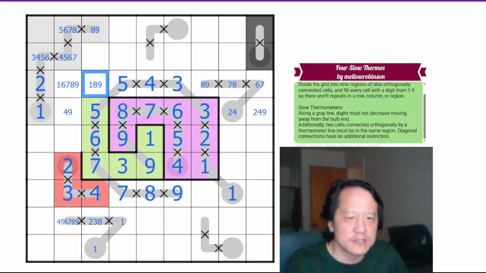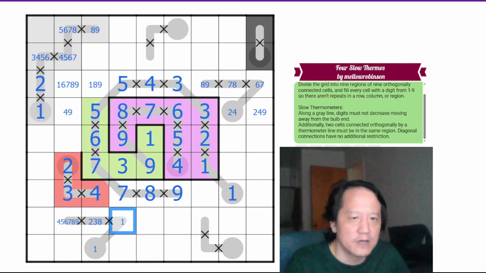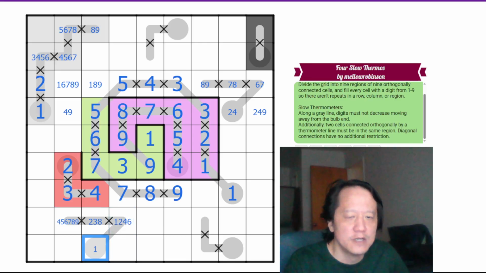No 4, 5, 6, 7, 8. This has to be less than that, so it's 7. It cannot be 7 because of 7 in the column. So it could be 6. 1, 2, 4, and 6. This must be at least the same, so it can't be 6 here because of 6 in the column. So this is 1, 2, or 3.